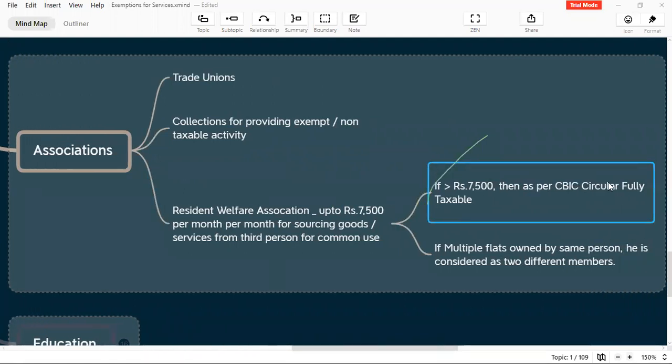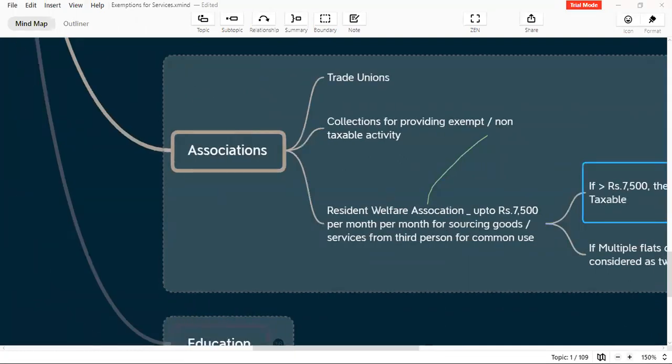Now the next point, let's say the same person owns 2-3 flats, and each of them is paying 3,000 rupees. What is your answer? For example, let's say person A owns 3 flats, and flat A is paying 3,000, flat B is paying 3,000, and flat C also is paying 3,000. If you add all 3 put together, it is crossing 7,500. Should he pay GST or not? Should that be liable for GST or not? What's your answer?